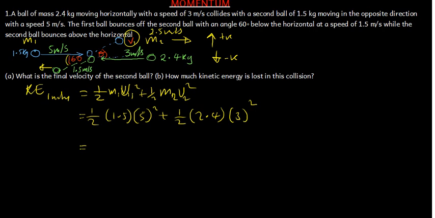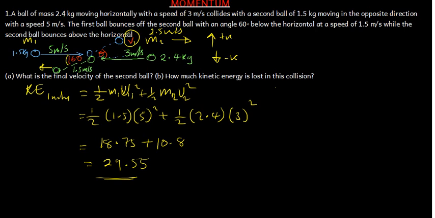So we are going to go on and punch that. So we've got half multiplied by 1.5 multiplied by 5 squared, that is about 18.75, and then we've got half multiplied by 2.4 multiplied by 3 squared, that is about 10.8. So if we do add those two, we are going to get around 29.55. Okay, this is the initial kinetic energy of the two balls together.